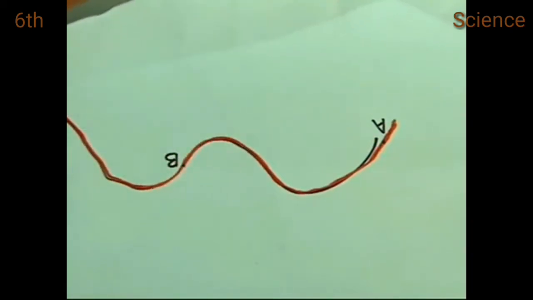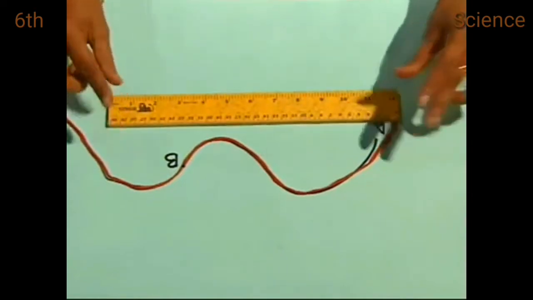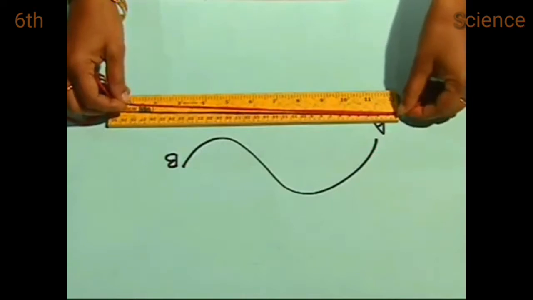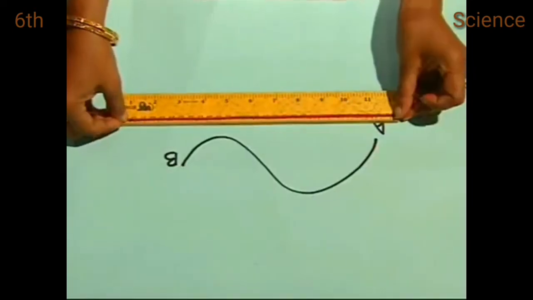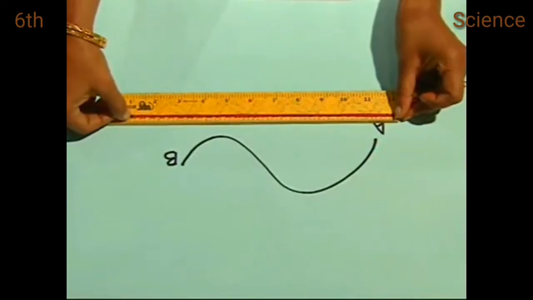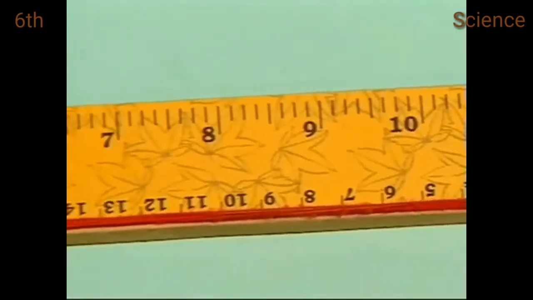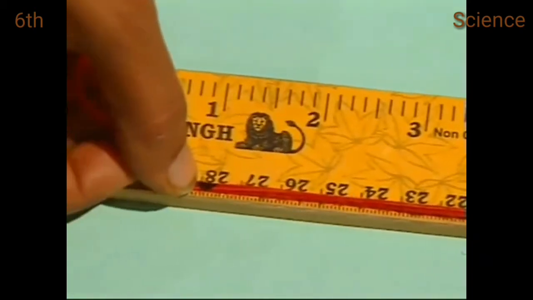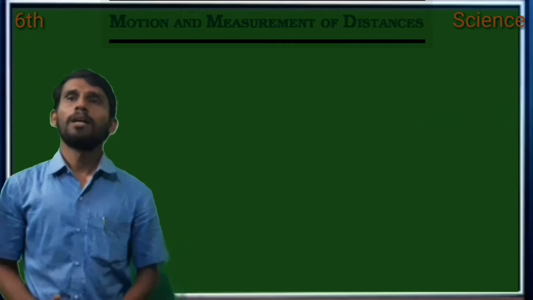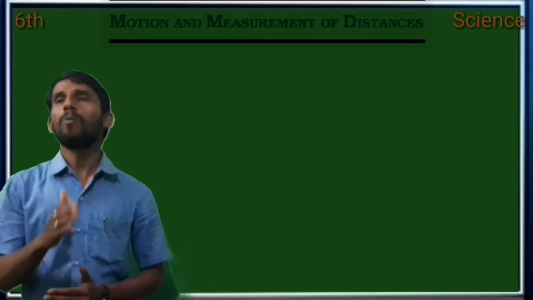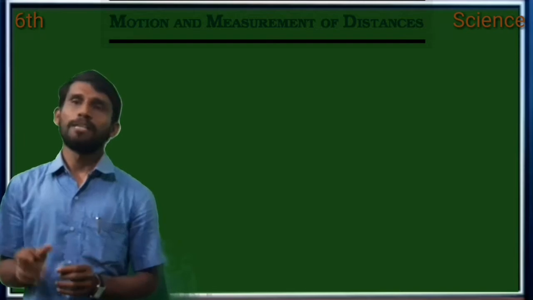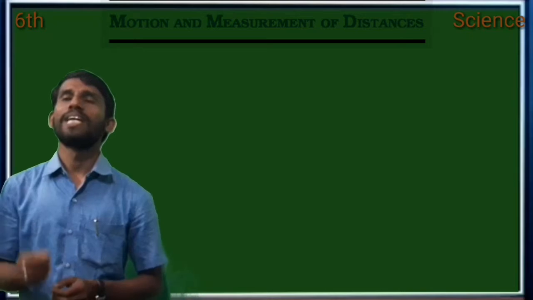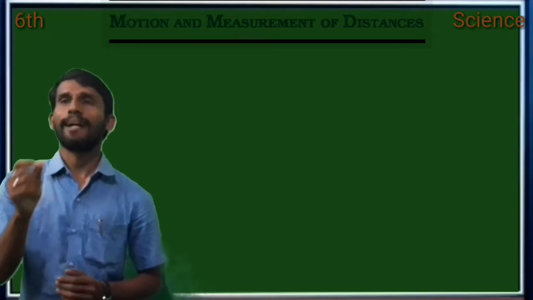Okay. Now I am taking a scale. After that, you stretch the thread straight. After that, you measure it by the scale. You get how many centimeters in total? See here, we are getting a total of 28 centimeter. Dear friend, you have seen how we can measure the curved line by using thread. Dear friend, you also do this activity by using thread and measure any curved line.